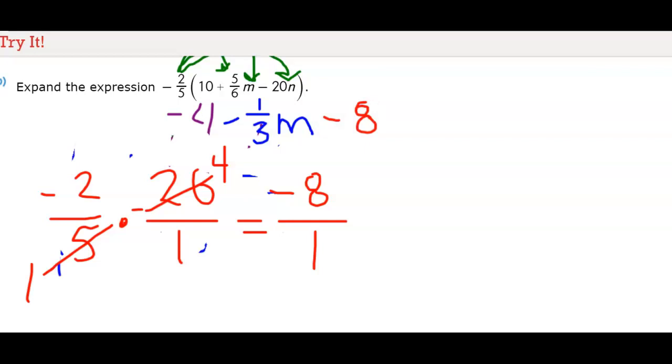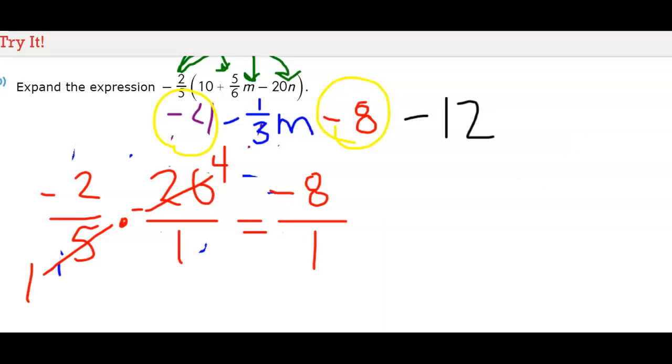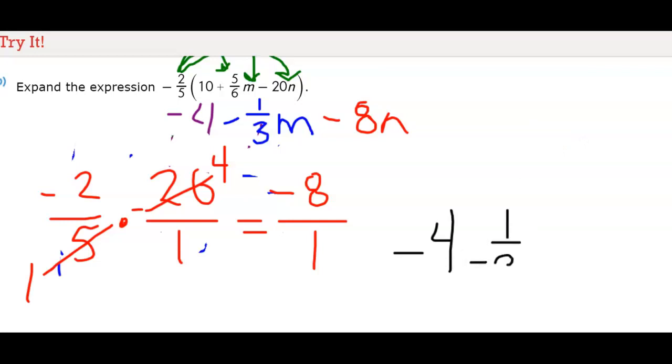And then now we have to combine like terms. So the like terms we have here are the 8 and the negative 4. So when we combine that, we're going to get 12. Oh, mistake. I'm so sorry. That was a mistake. I forgot to add my n back into that, so there are no like terms. We're done. Our final expanded expression is negative 4 minus 1/3 m plus 8n.